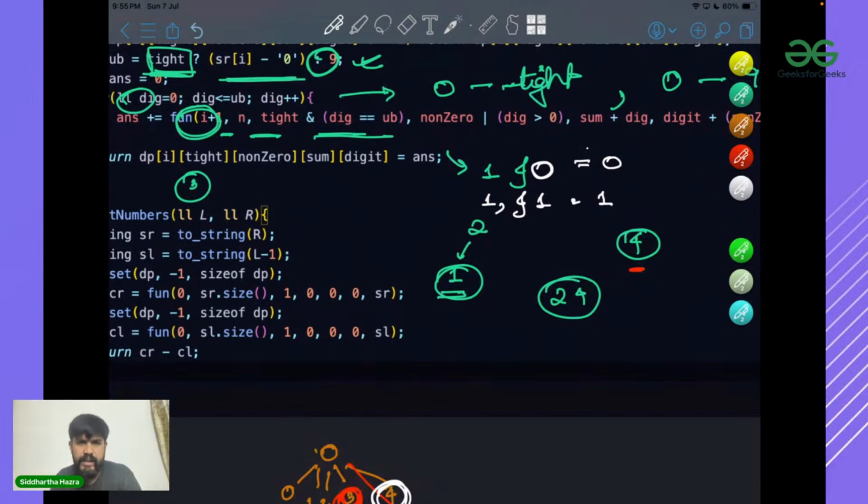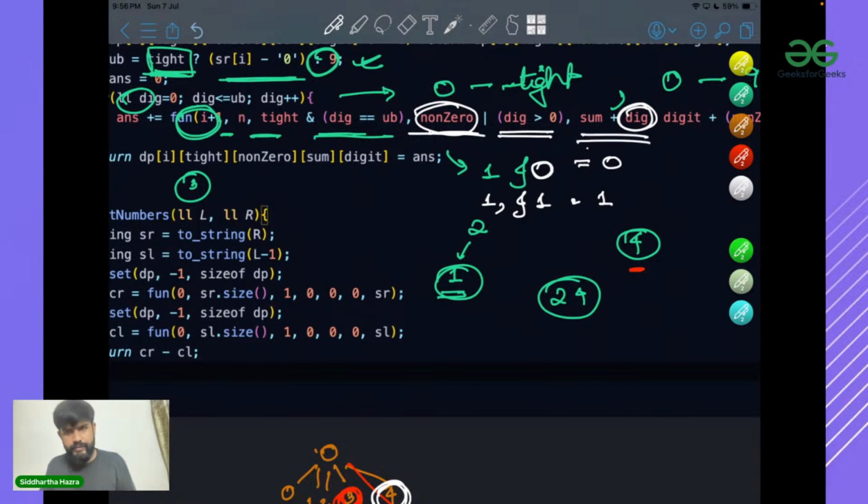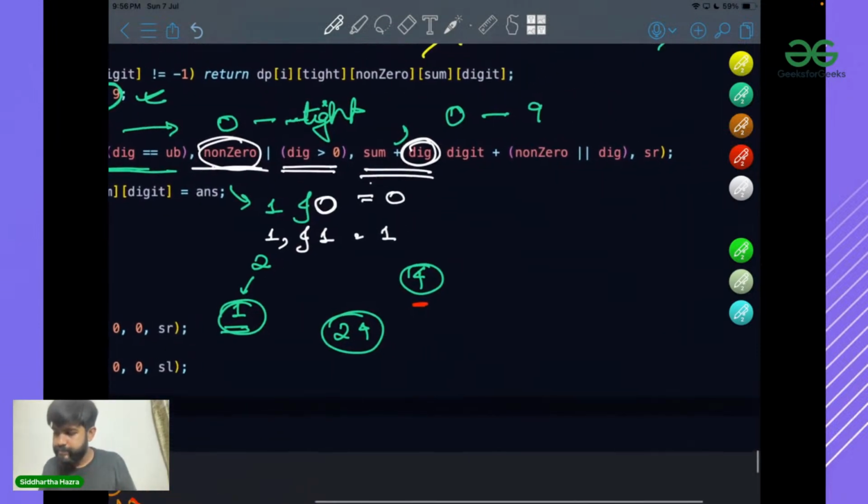What is non-zero over here? Non-zero is nothing but simply doing an OR with whether the digit that we have observed up till now is greater than 0, as we discussed. If a non-zero digit is seen, then this non-zero would become 1 subsequently. Then as we are appending each digit, we are adding that to the sum of the digits.